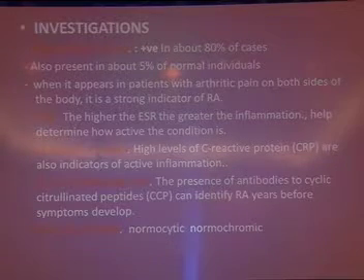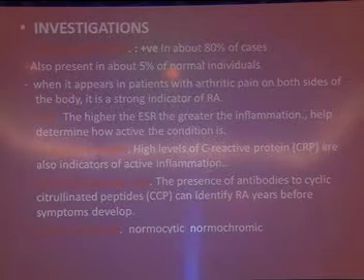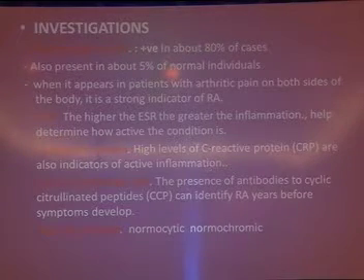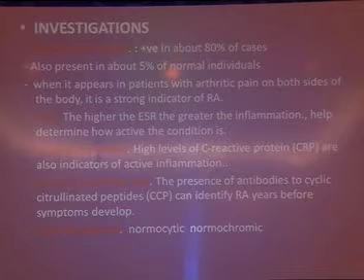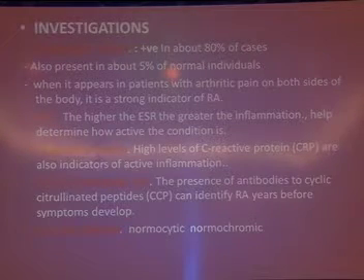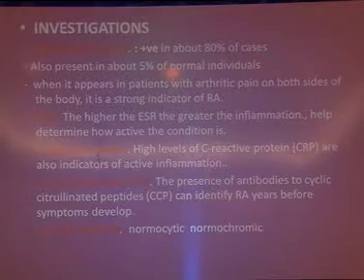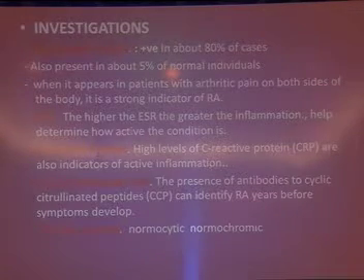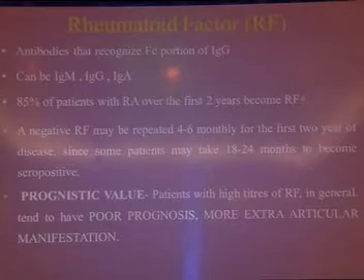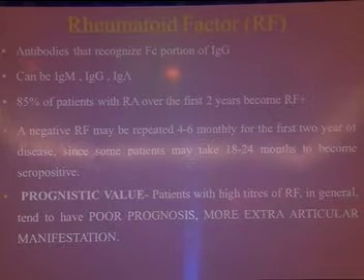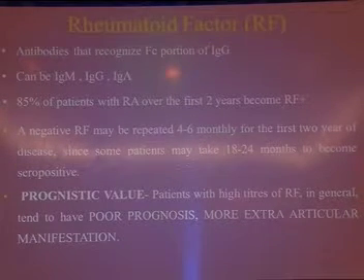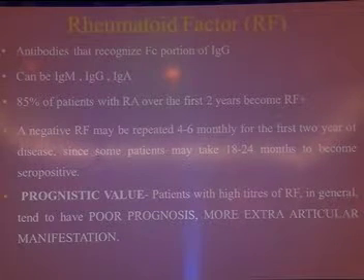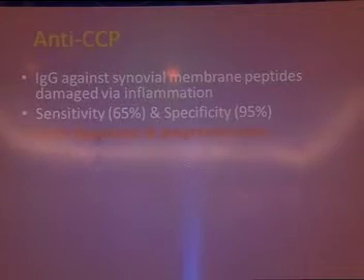The C-reactive protein, a high level of C-reactive protein CRP, is also an indicator of active inflammation. The anti-CCP antibody test, the presence of antibodies to cyclic citrullinated peptide CCP, can identify RA years before symptoms develop. Test for anemia, normocytic, normochromic. The rheumatoid factor, we know that it has got a prognostic value. Patients with high titer of RF in general tend to have poor prognosis, more extra-articular manifestations.